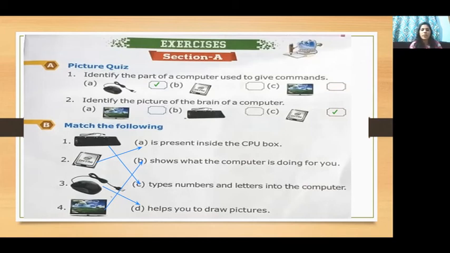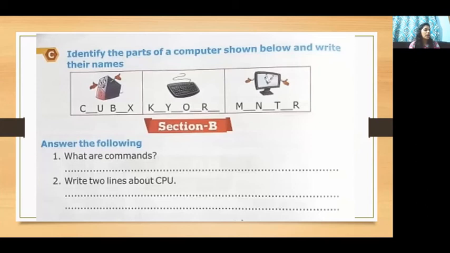Take your next page. Okay. Section C. Identify the parts of a computer shown below and write their names. Identify these parts. It is animated pictures. First one, it is a CPU box. See, some letters are given here. You have to fill it. So, ma'am will write here CPU box. What is the spelling of box? B-O-X, box. CPU box.